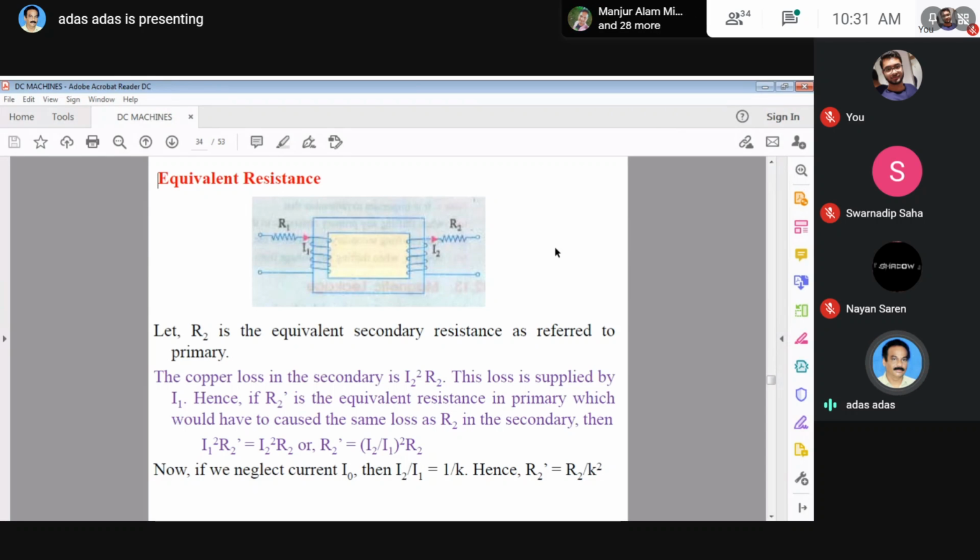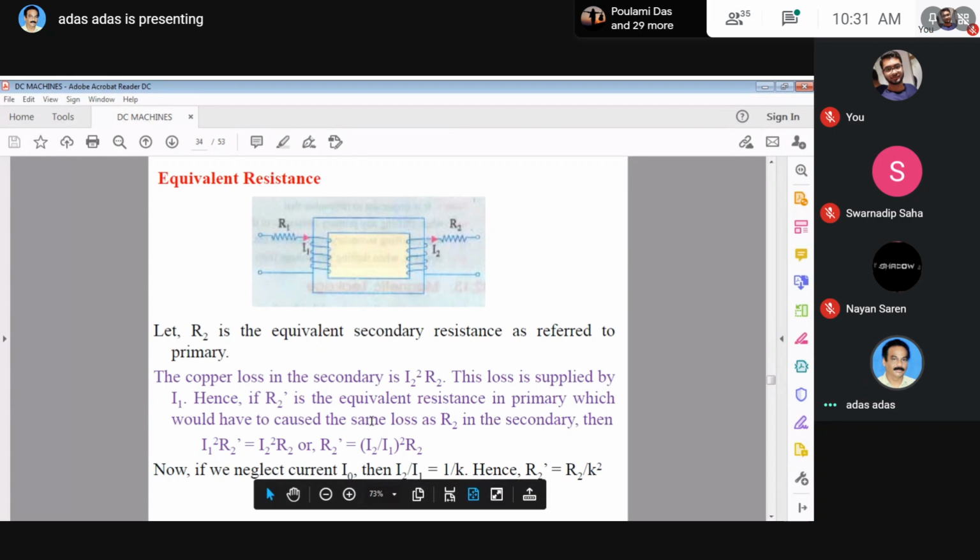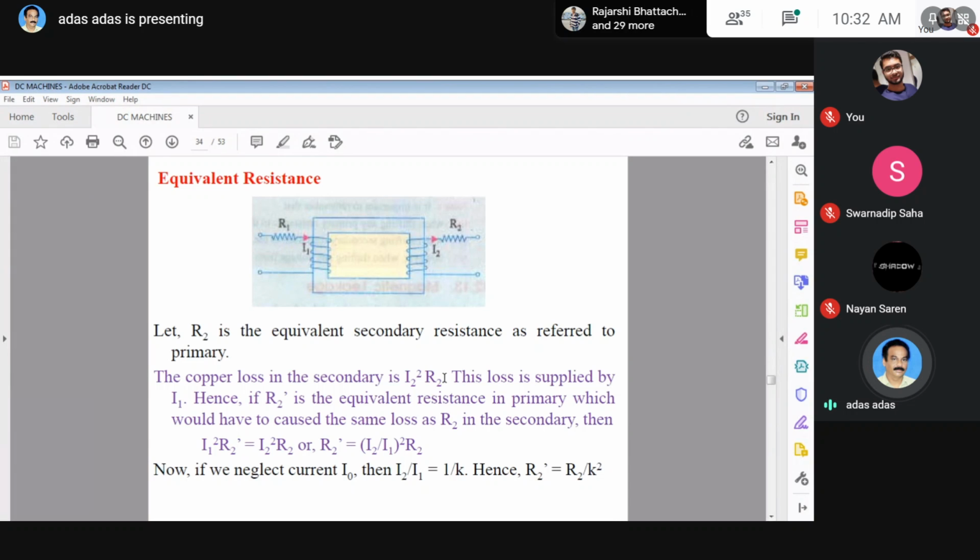Let R1 be the resistance in the primary circuit and R2 the resistance in the secondary circuit. What is the drawback of resistance in a coil? In a coil, there is a copper loss, which is the I square R loss. The copper loss in the secondary is I2 square R2, the copper loss in the secondary side. Our aim is to transfer R2 to the primary side. Then it will be easy for calculations.